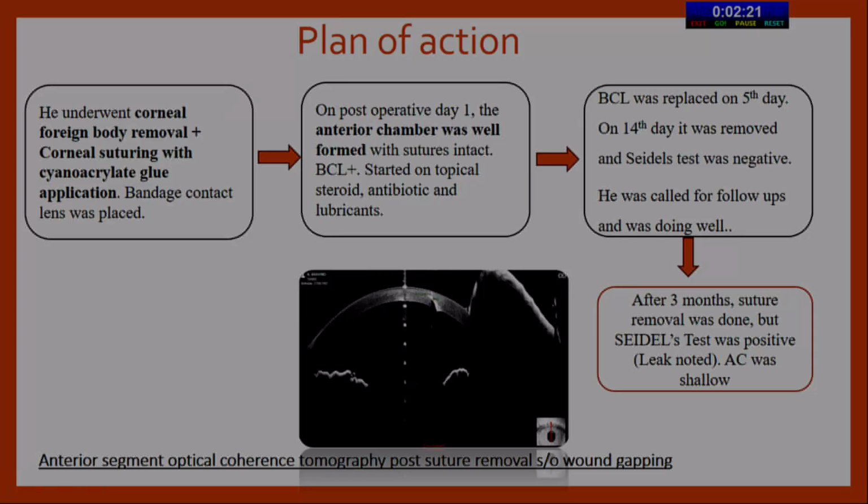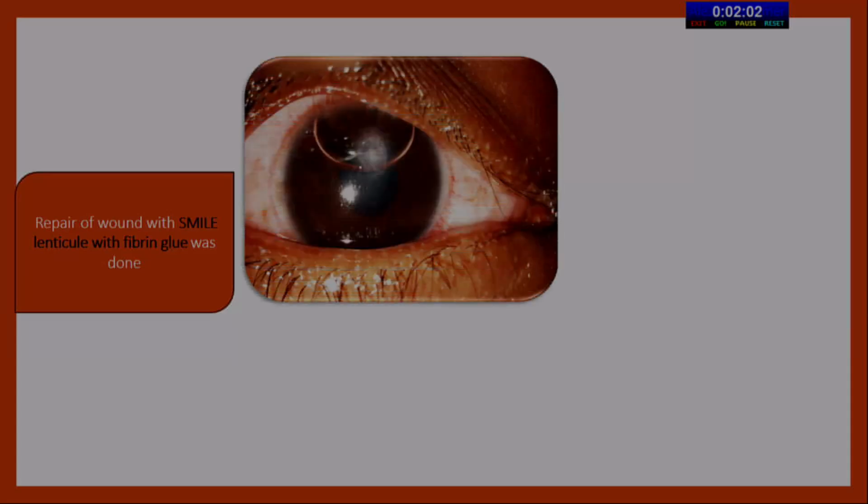After 3 months, suture removal was done, but it was seen that the CDLS test was positive. There was a leak and the anterior chamber was also shallow. ASOCT was done, which was suggestive of wound gaping after suture removal. So on the same day, we repaired the wound with the help of a SMILE lenticule with fibrin glue.